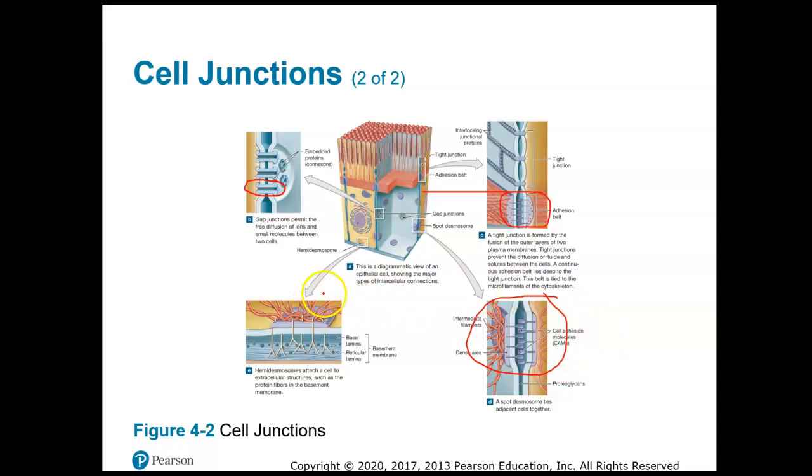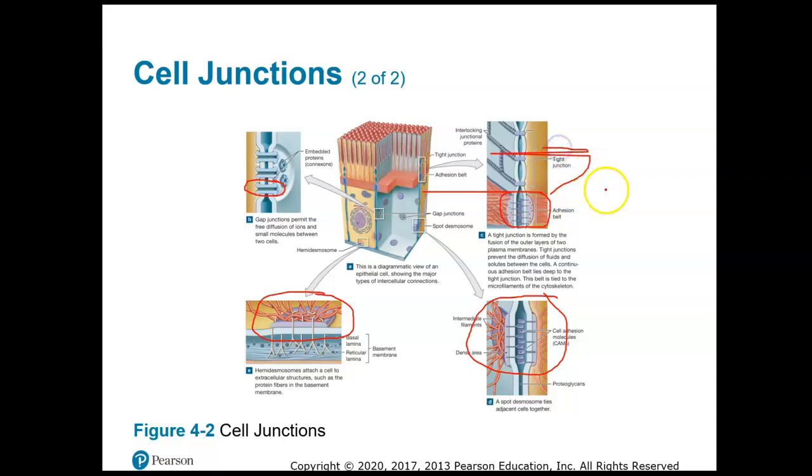What you're seeing down here in picture E is called a hemidesmosome, and that's like half a desmosome. And those are only found connecting the bottom layer of the epithelial cells to the basement membrane. You always find hemidesmosomes connecting epithelial tissue to the basement membrane. And then up here at the top in picture C, we have tight junctions.